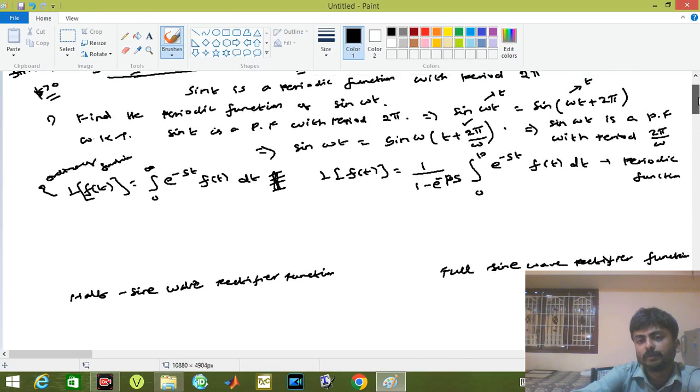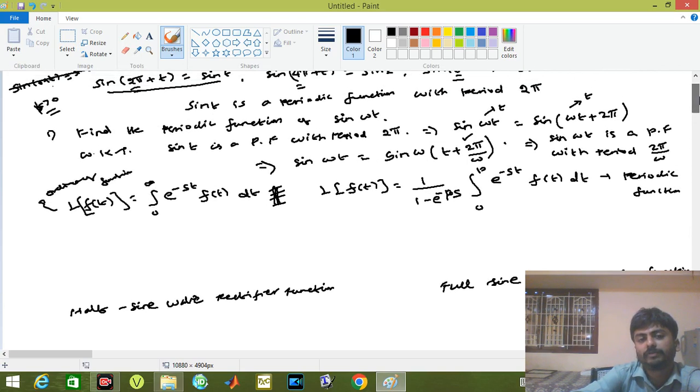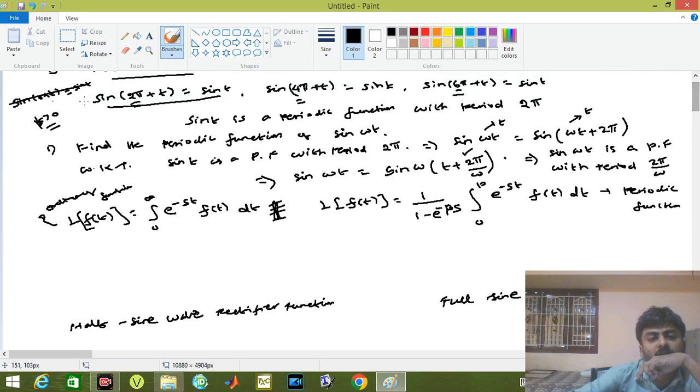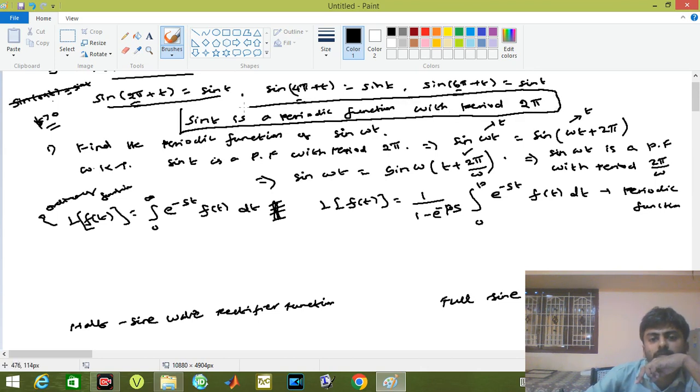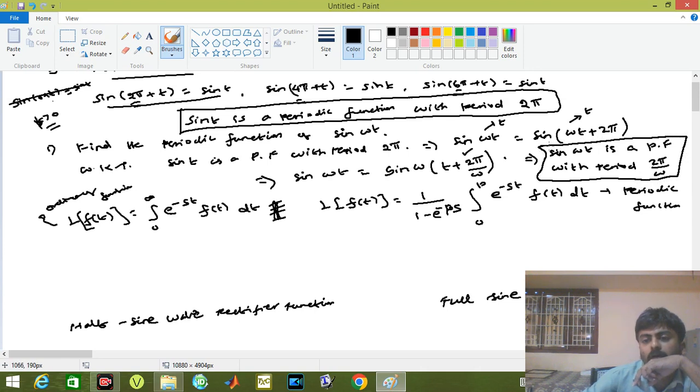found the periodic function of sine omega t. We have found the periodic function of sine t. Sine t is a periodic function with period 2 pi. Sine omega t is a periodic function with period 2 pi by omega.